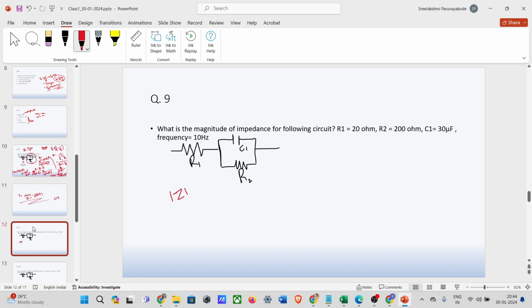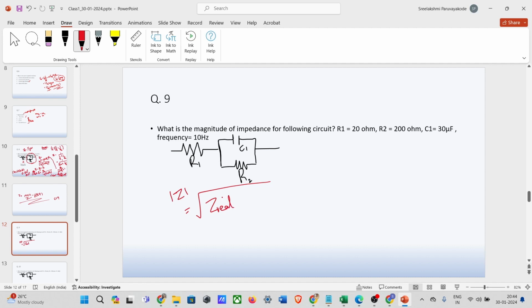Ma'am, will it be the square? I have to square it and then I have to take the root of it, right, ma'am? Yes. So 206.26 will be okay. Yes, ma'am. Okay, correct.